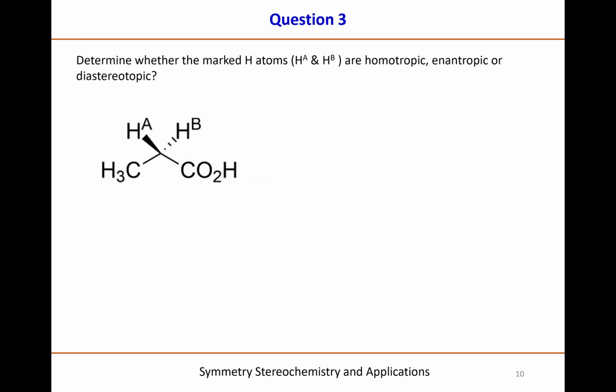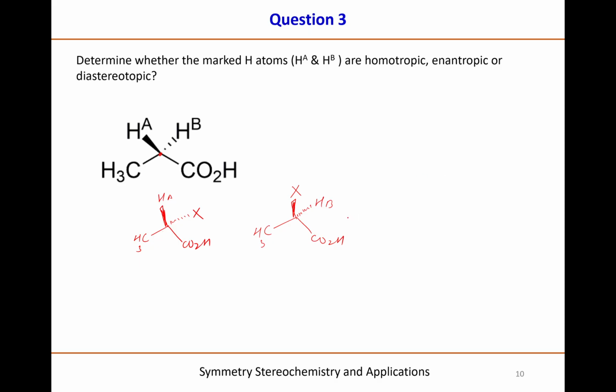Next question. Here again we have to find out the topicity of the hydrogen atom. In this case we have one chiral center. Suppose I again change one atom by X. So in this case I change HB to X. CO2H. Here we have HA and on the back side we have X, correct? And in the other case, just change the HA atom, CO2H, HB will remain as it is and here is X, correct?